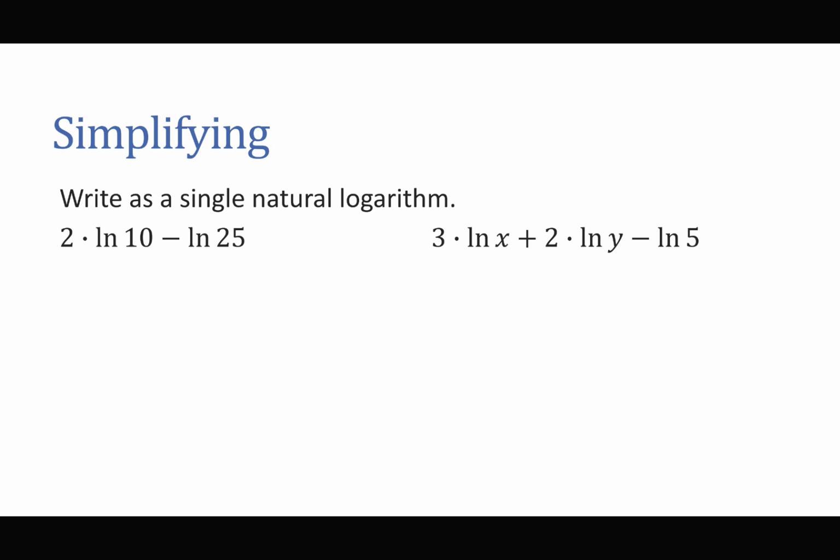All right, so let's do a little practice simplifying. Like I said, all the properties that we had with logs hold true for natural logs, because again, a natural log is a log, it's just base e. So I know this exponent property, I could bring that up. So this would be natural log of 10 squared minus natural log of 25.